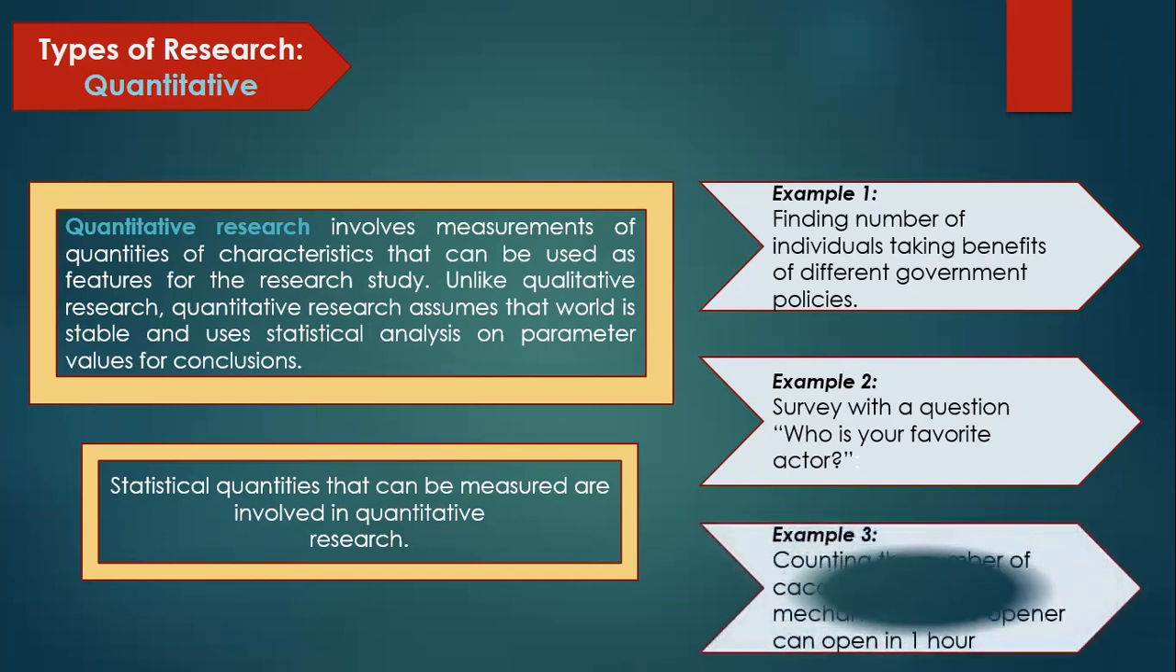Another example is counting the number of cacao pods the mechanical cacao opener can open in 1 hour. In 1 hour, I have to count. You put unlimited cacao pods in the hopper of that mechanical opener, and after 1 hour, how many cacaos are opened by that certain machine. So it's counted, it's measured according to time. So it's quantitative research. I hope we have differentiated the difference: quantitative, qualitative, correlational, basic, and applied. The next one is exploratory research.